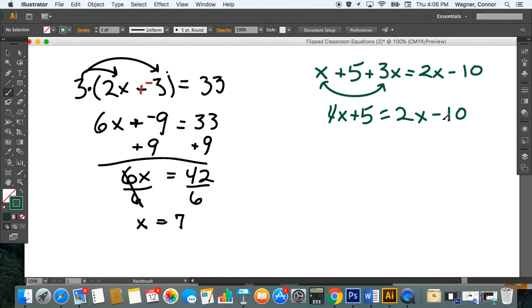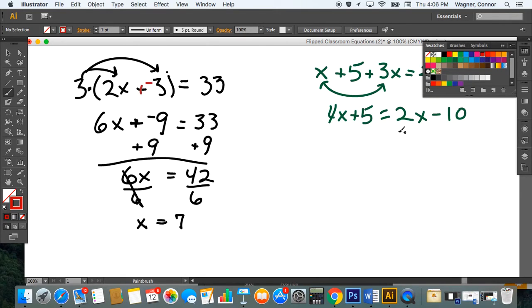minus 10. So we're back to one of our problems to solve where we have to get all of the variables to one side. This side has x's and this side has x's, just like those bags in class. So let's take them away. I like this whole changing color thing. This is fun. So let's take away the 2x from this side. And if we do that, we have to do the same thing over here. 2x from this side. So now, our new equation has 4x minus 2x, which is 2x, plus 5 equals negative 10.